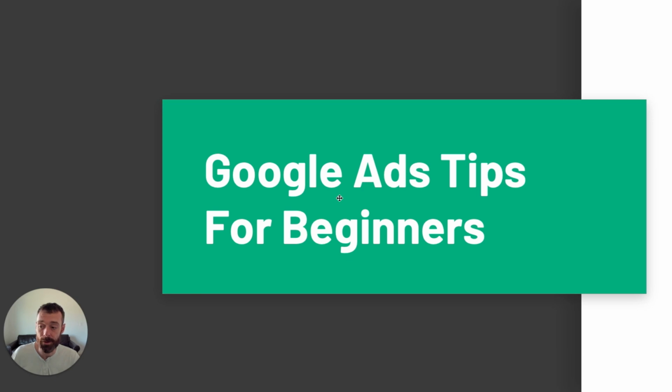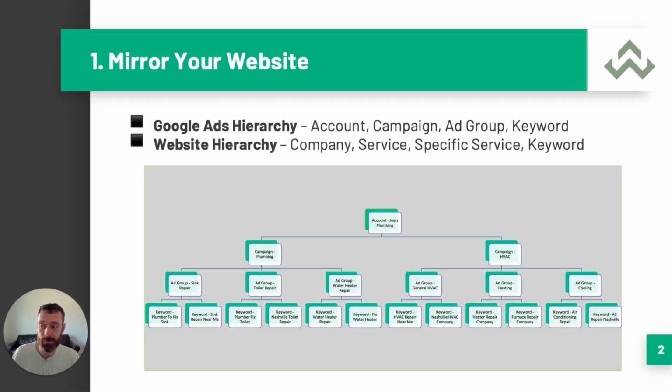Okay, so the first item I want to touch on is just the actual structuring of the account. It's best practice to mirror your website with your Google Ads account. So what that means is both Google Ads and website navigations have a general hierarchy. Within Google Ads, account is the top level, campaign under that, ad group under that, and then keywords last at the fourth level. That usually matches a lot of websites. It's got a general navigational hierarchy.